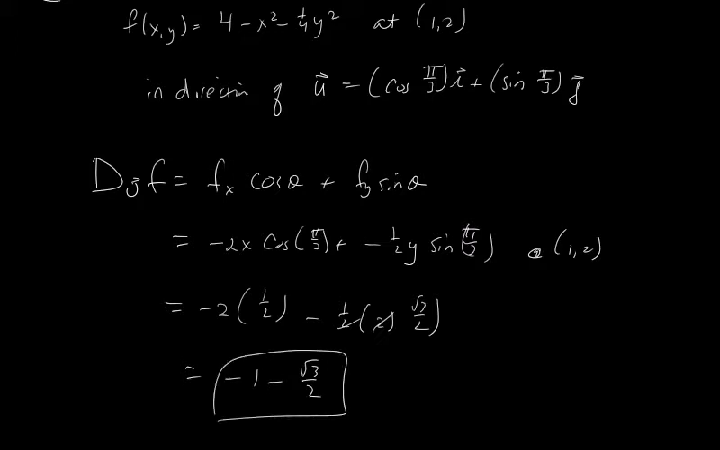So there is the slope of the surface at this point in the direction of u, which is cosine pi over 3 i plus sine pi over 3 j. So that is the most analogous thing we have to slope in two dimensions. It's just our slope given a certain direction.